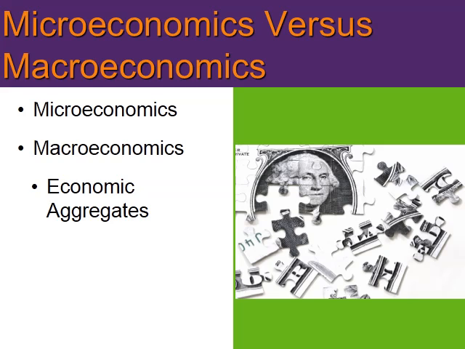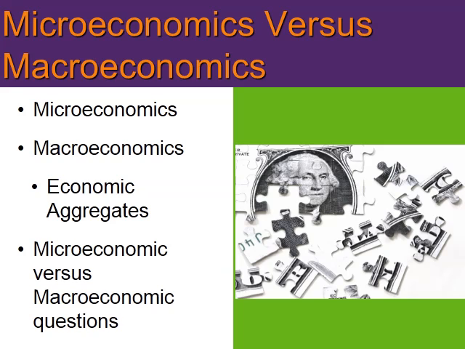Macroeconomics focuses on economic aggregates. Aggregate just means a collection of items combined into a single item. So, economic aggregates are collections of statistics bundled into single numbers. They include measures such as the unemployment rate, the inflation rate, gross domestic product. All of these numbers summarize data across many different markets. Macroeconomics, in other words, focuses on the big picture. To help you see this more clearly, the next slide shows some examples of microeconomic questions versus macroeconomic questions.